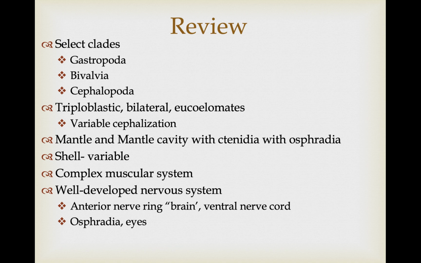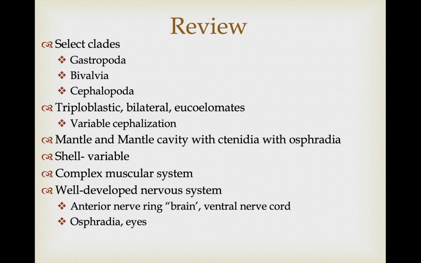They're triploblastic bilateral eucoelomates that show very variable degrees of cephalization, primarily depending upon their locomotory abilities. They have a mantle and mantle cavity with ctenidia, with these specialized sensory structures, the osphradia. As far as shells go, shells are prominent in many, but it's variable. Some have secondarily lost the shells partly, or it's been reduced or completely in others. They generally have very complex muscular systems, and they produce very delicious muscles.